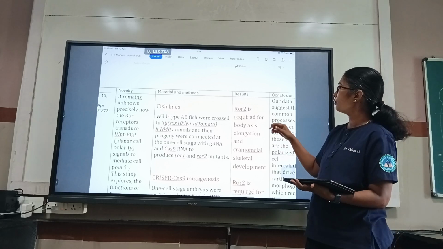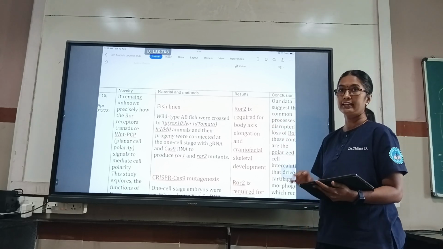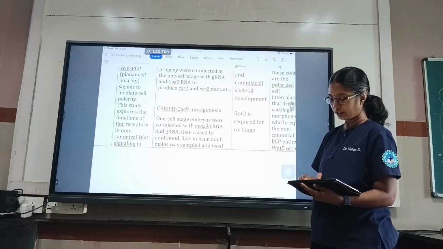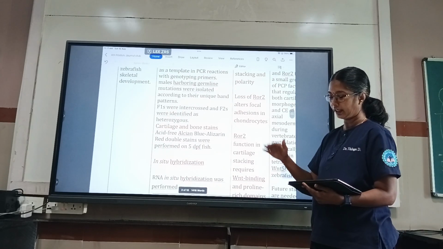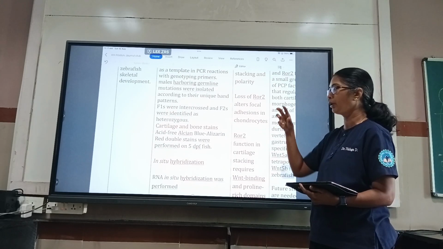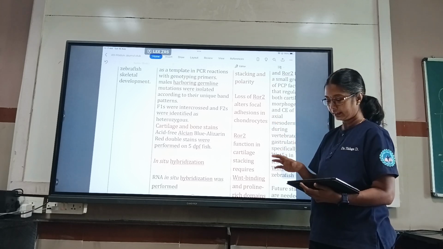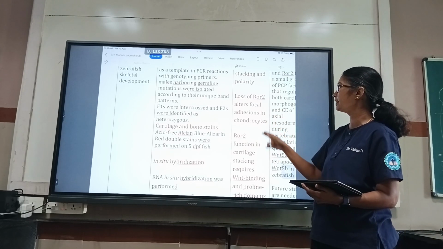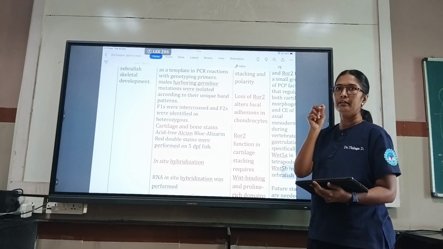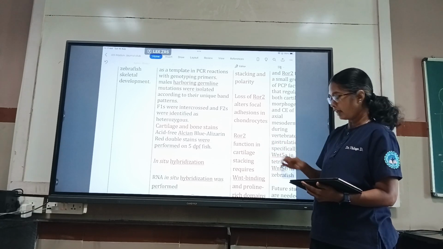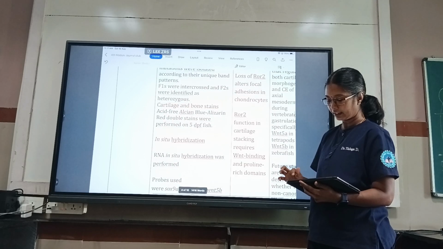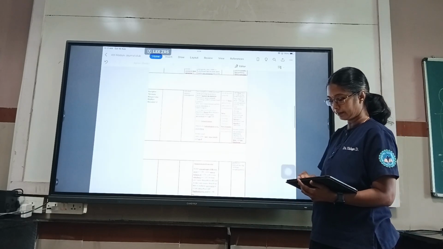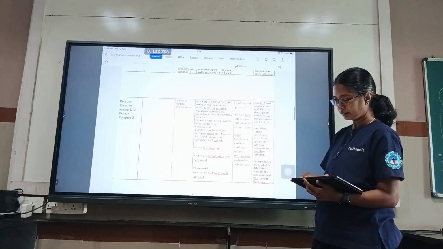They found that ROR2 is required for body axis elongation and craniofacial skeleton development, and ROR2 is required for cartilage stacking and polarity. We need that stacking and polarity to know where to go and develop. Loss of ROR2 alters the focal adhesions in the chondrocytes. Chondrocytes are the building blocks of cartilage, and the ROR2 function in cartilage stacking requires WNT binding and proline-rich proteins. These were the findings they got.